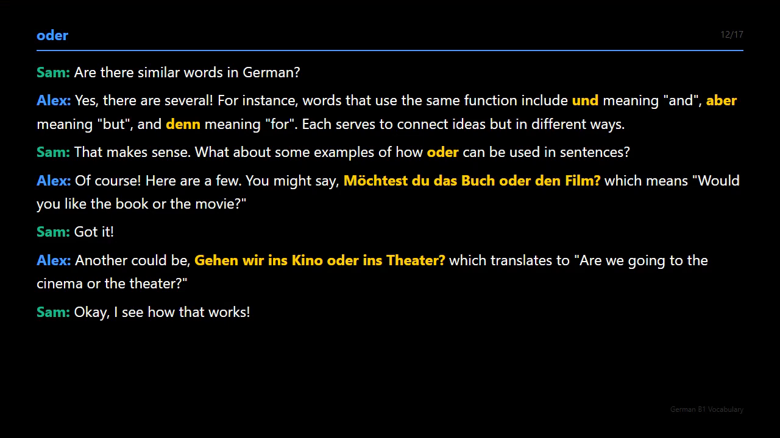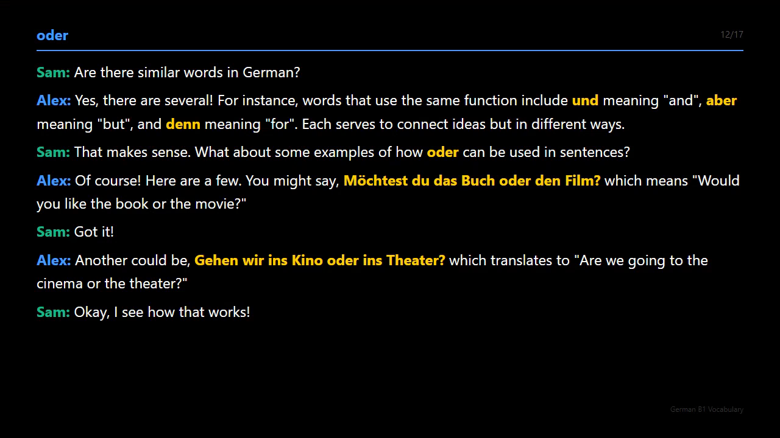That makes sense. What about some examples of how oder can be used in sentences? Of course. Here are a few. You might say, möchtest du das Buch oder den Film? which means, would you like the book or the movie? Got it. Another could be, Gehen wir ins Kino oder ins Theater? Which translates to, are we going to the cinema or the theater?